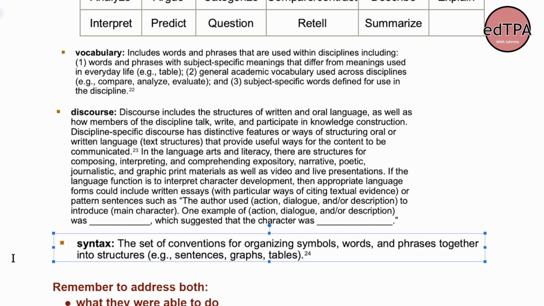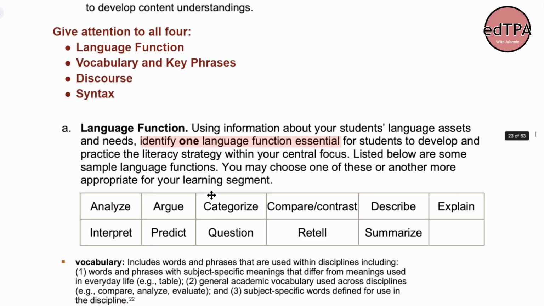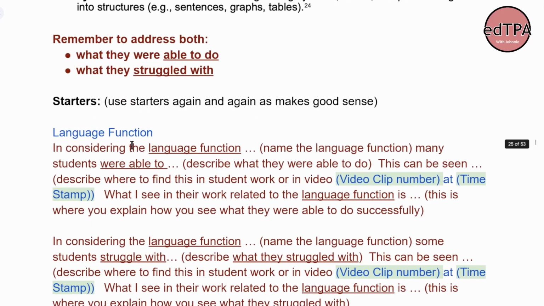All right? So the next piece is you want to remember to address both what they were able to do and what they struggled with. And this is again across these 4. What they were able to do and what they struggled with. So let's see what we have for starters.